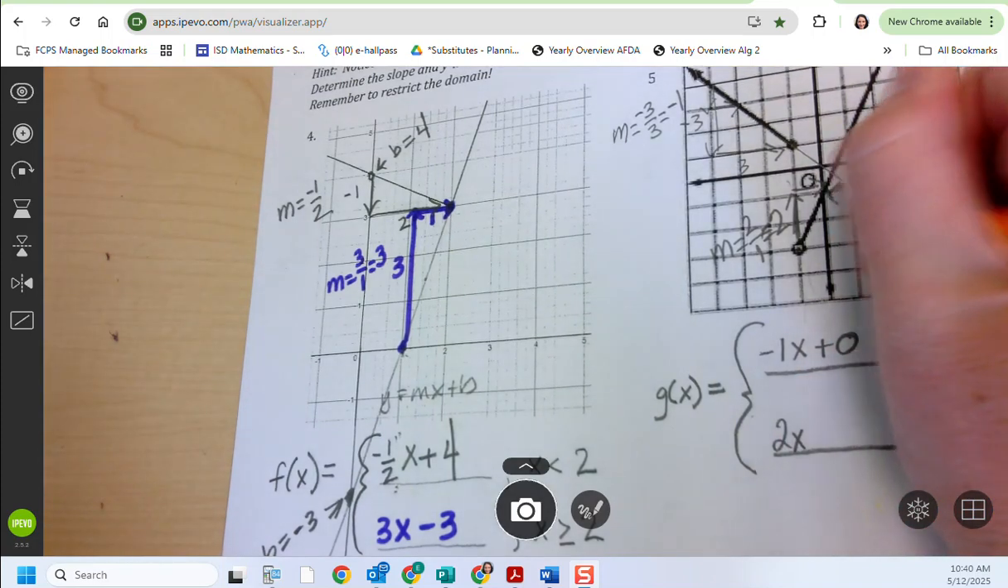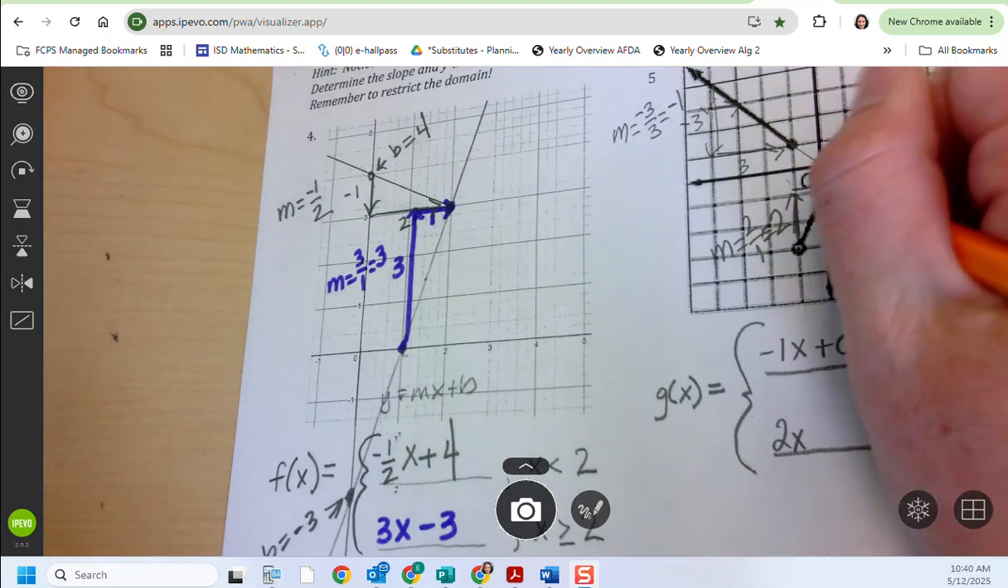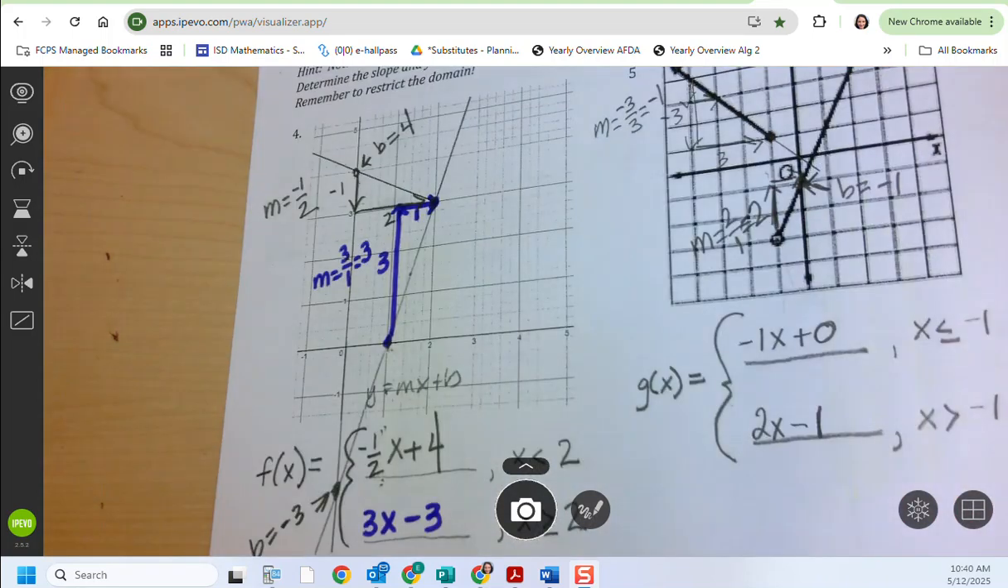Your y-intercept is what number? -1. Because it's right here where you cross the y-axis. That's it. Yes?